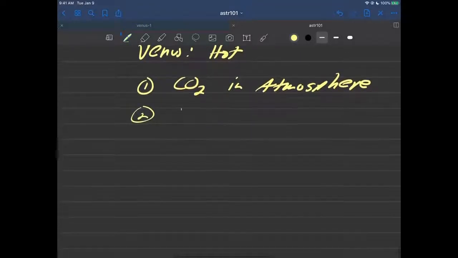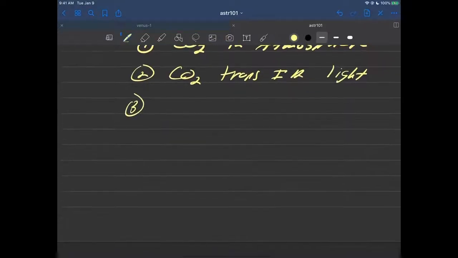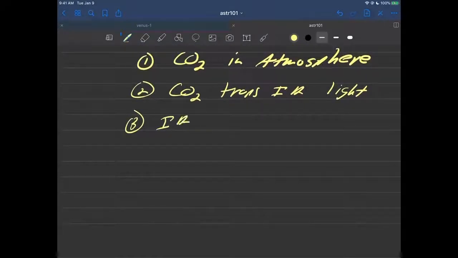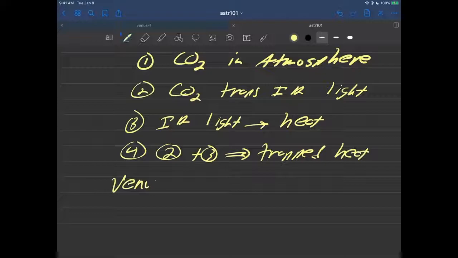Number two, CO2 traps IR light. Number three, IR light is associated with heat. And number four, if you sort of add 2 plus 3 together, well, you get 5 normally, but really what you get then is you get trapped heat. And so Venus then is the planet, that's the example of a runaway greenhouse effect.